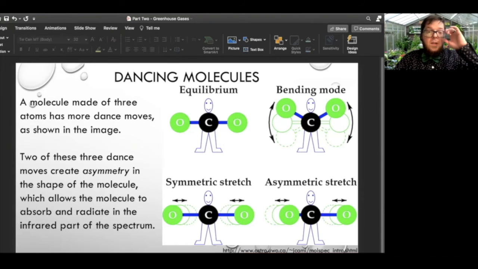Okay. So, to clarify and recap, the things which are greenhouse gases are electrically asymmetric in some way. This allows them to interact with the infrared radiation and absorb and re-emit it, which traps the heat. But there's a little bit more to the story.